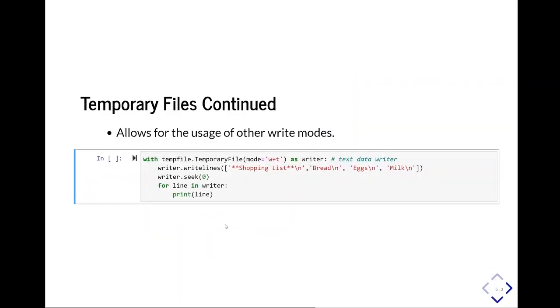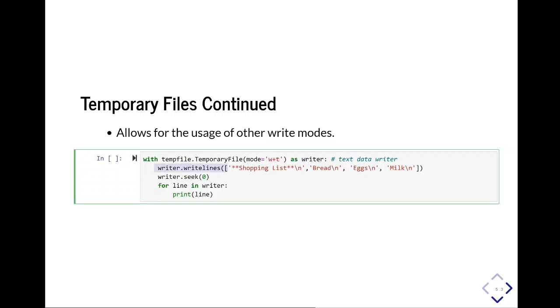Continuing on, if we know that we're going to be working with text data and we don't want to convert everything to binary, we can say I don't want to open it as W plus B. I want to open it as W or W plus T, or whatever other write modes are available. So we can do that once again with tempfile.TemporaryFile, mode W plus T. So we now have a text writer, and we assign it the variable writer.